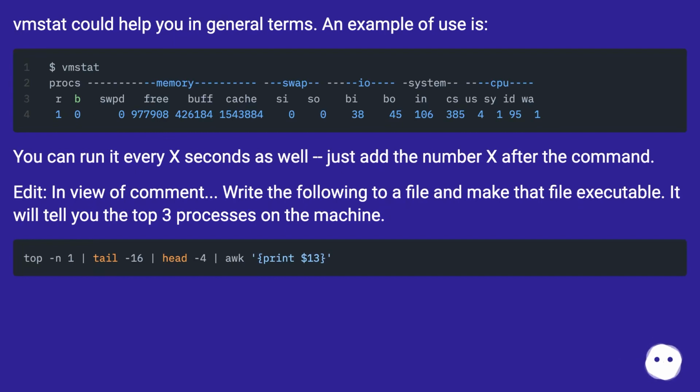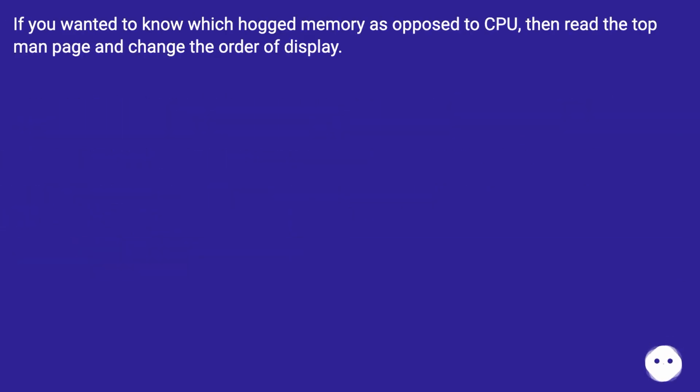Edit, in view of comment. Write the following to a file and make that file executable. It will tell you the top 3 processes on the machine. If you wanted to know which hogged memory as opposed to CPU, then read the top man page and change the order of display.